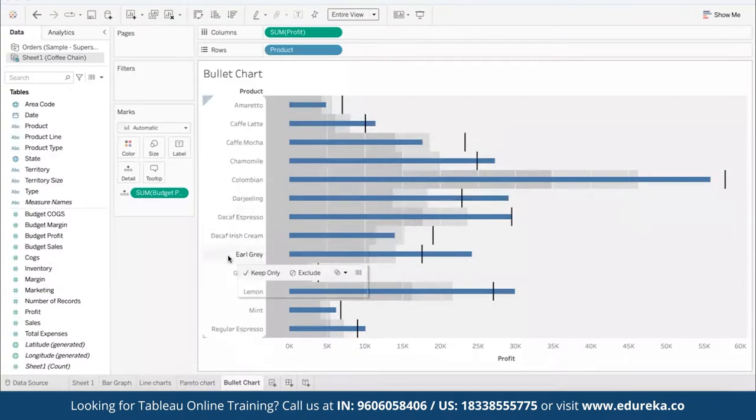Okay, if you look at Earl Grey, it has gone beyond the target. Its performance is really good. Lemon also has gone beyond the target. Mint again went beyond the 60% mark, went beyond the 80% mark, but it failed to reach the target. It missed the target by a small margin. Okay, so bullet graph will help you understand whether or not we have met the target that is given to us.